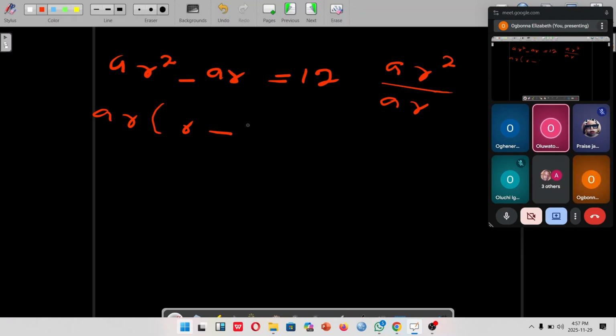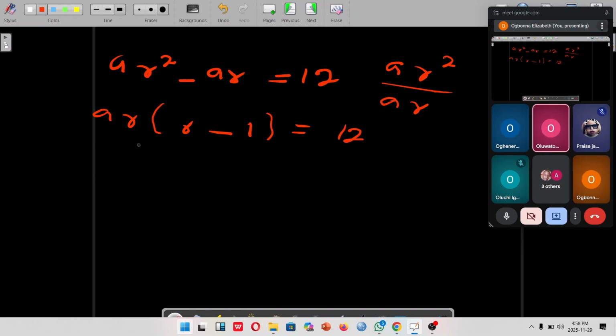Tope? 1. Tope, you are not sure. It's just as if you are sleeping. It is 1. Because if I multiply AR by R, what will it give me? AR squared. If I multiply AR by 1, what will it give me? AR. Can we move on now? Yes. Good.